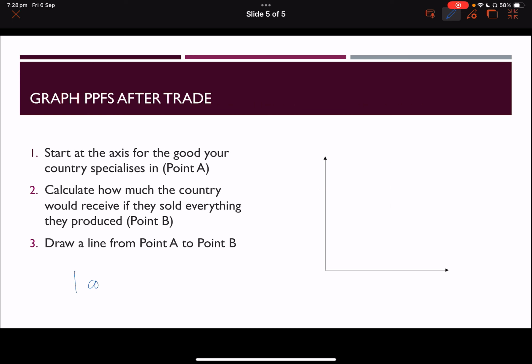So I'll rewrite that again. One piece of clothing for 2/3 unit of computers. So what I'm going to do is I'm going to redraw the PPF for Australia prior to trade. So that's going to be clothing, computers. It's going to be 16 and 8, straight line, and that's going to be Australia.